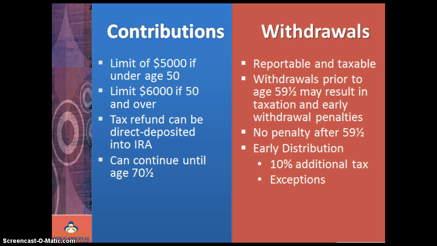Contributions and withdrawals. The maximum contribution limits change from year to year. The current limit is $5,000 for anyone under age 50, and folks age 50 and over can contribute an extra $1,000 per year if that person has attained age 50 by the end of the tax year. For most people, this is December 31st.